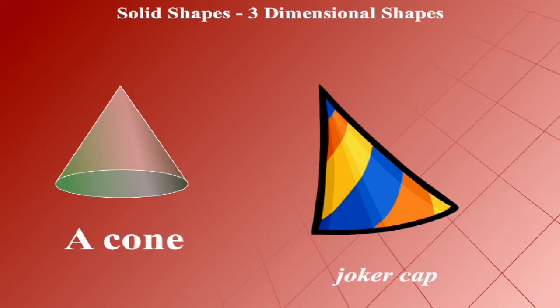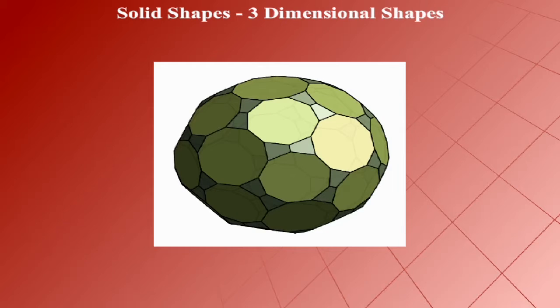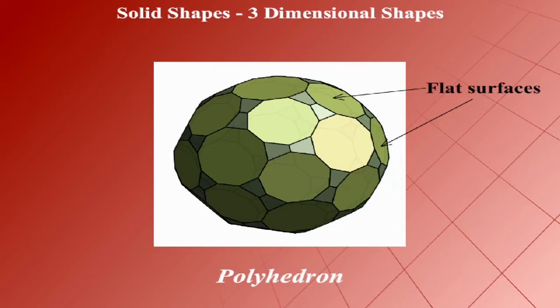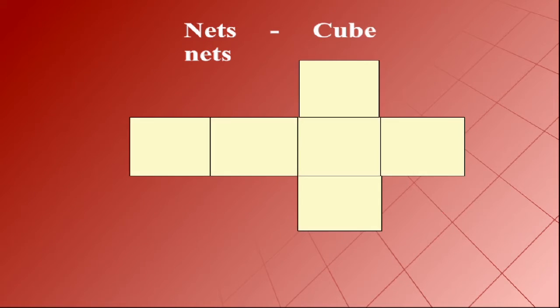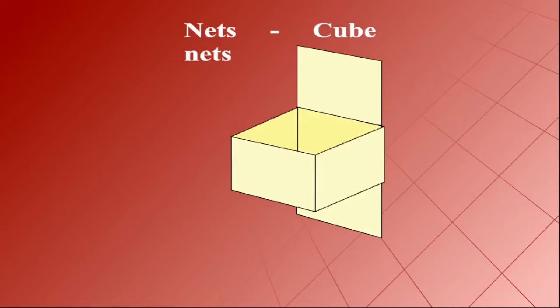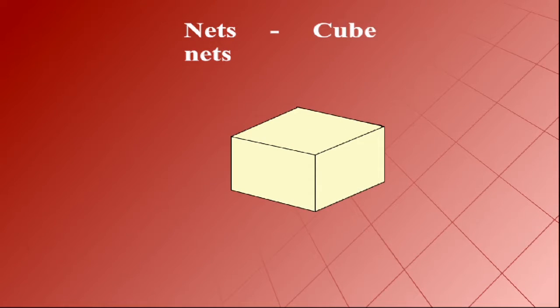A solid shape which is entirely made of flat surfaces, also called plane surfaces, is called a polyhedron. Nets. A net is a pattern that can be cut out and folded to form a solid shape. This net is for a cube.